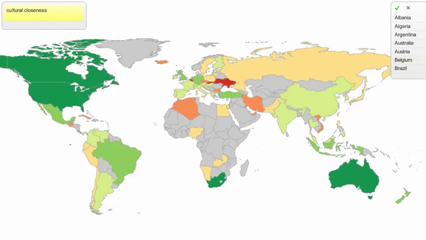Today we're going to take a look at the United States of America and the cultural closeness or cultural distance that the US has with other countries.